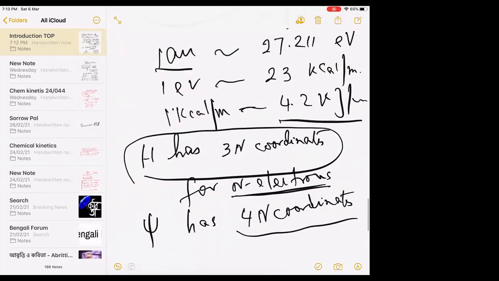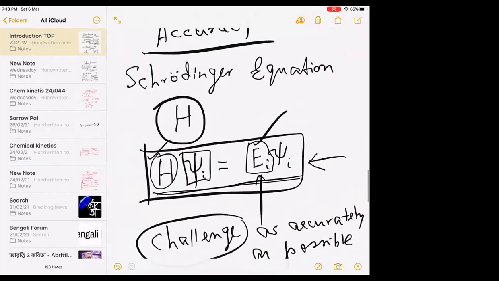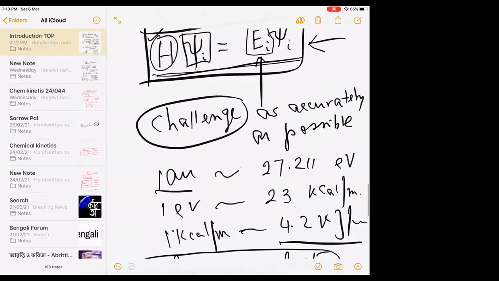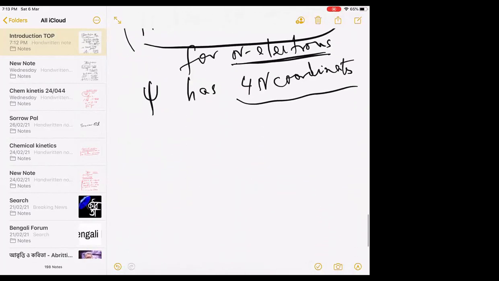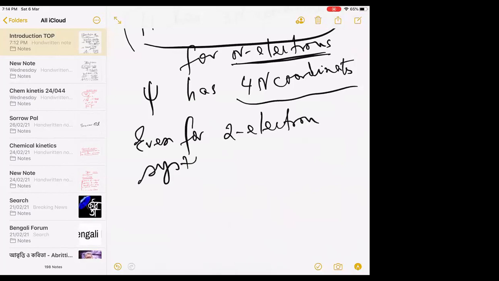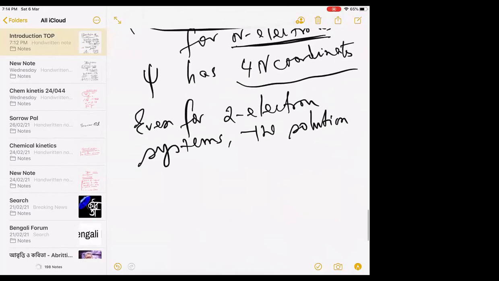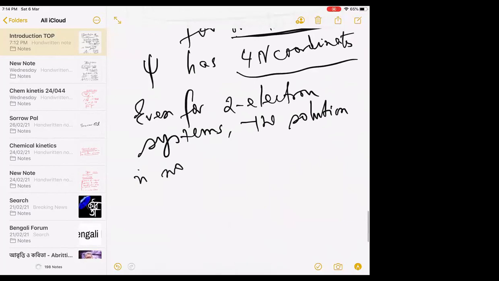So while there has been tremendous success in solving the Schrodinger equation for few electron systems, I must first tell you that even for two electron systems, this solution is not possible to obtain exactly.